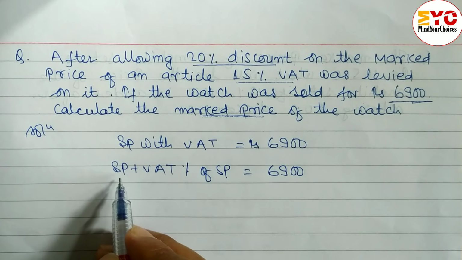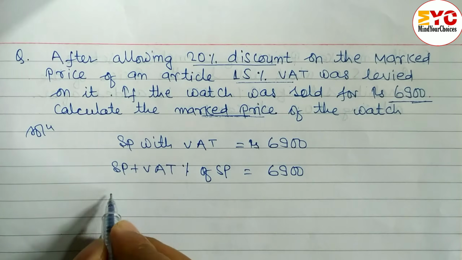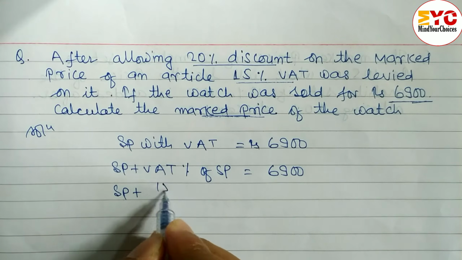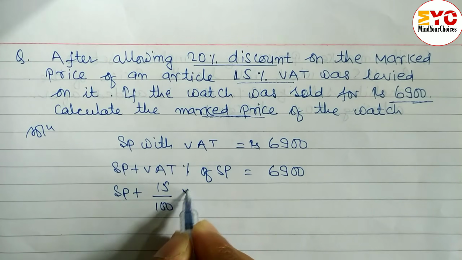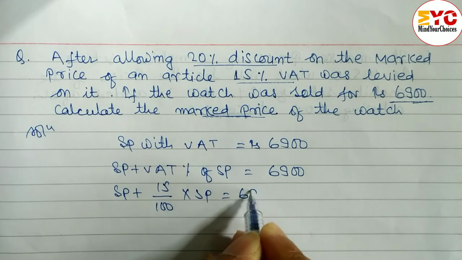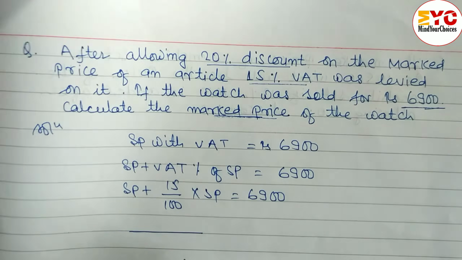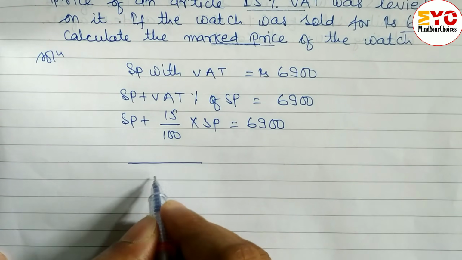What is the value of SP? We don't have the value, we have to find it, so we write SP plus VAT percent. VAT percent is 15%, so we write 15 by 100 into SP is equal to 6900. Now we have to take LCM. This question is important for SEE students too.